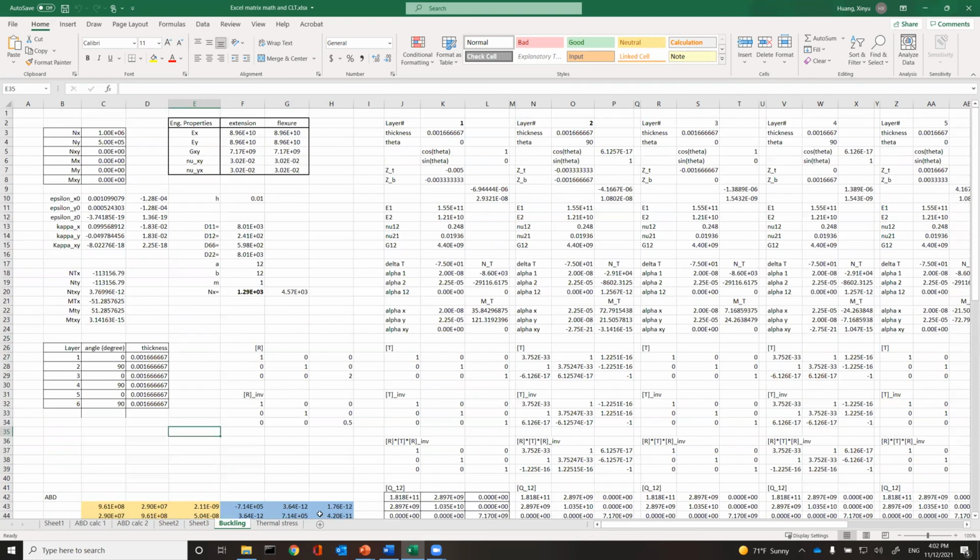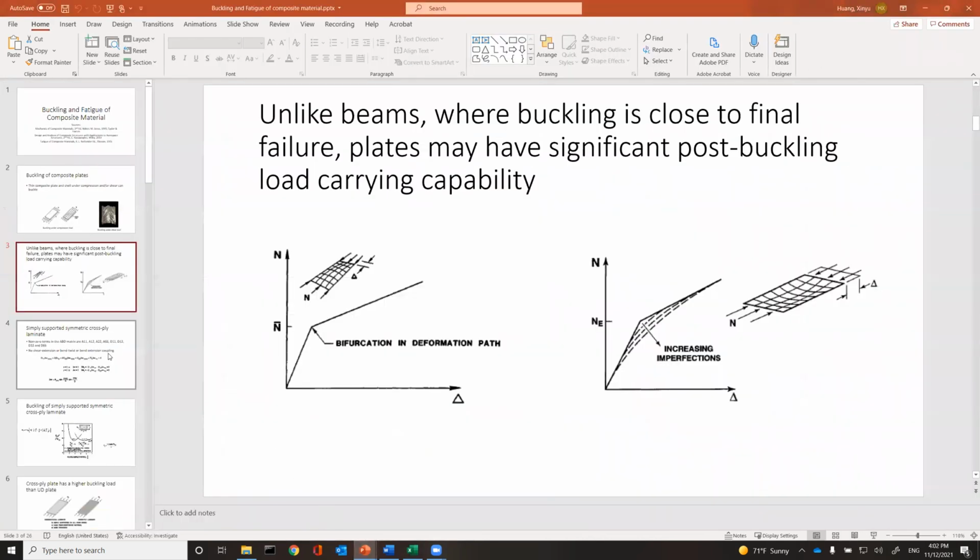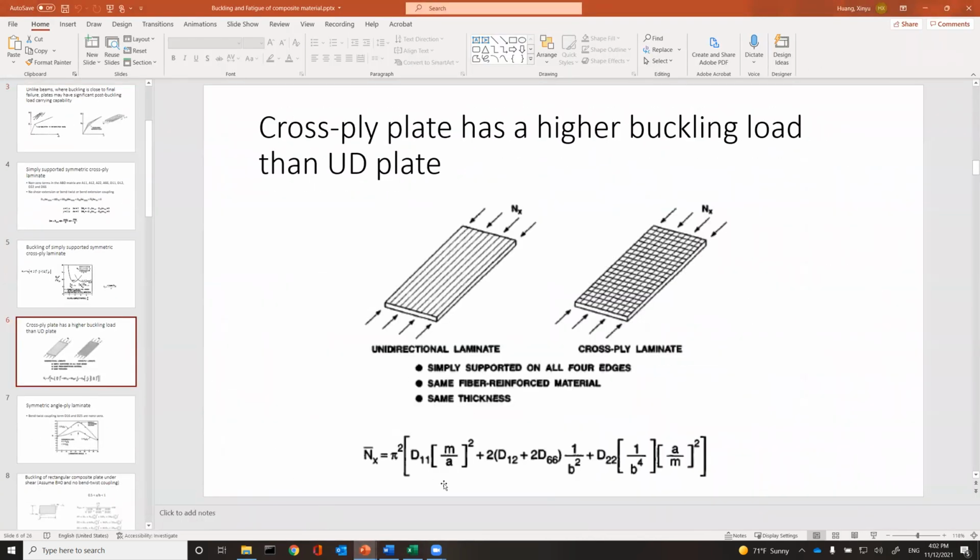I used an equation for cross-ply, which I programmed in. It takes the D matrix, and A and B are the dimensions. M is the half wave number. Basically, it's the buckling mode parameter: M equal to 1, 2, 3, 4, and so on. M equal to 1 is mode 1, 2 is mode 2, and so on.